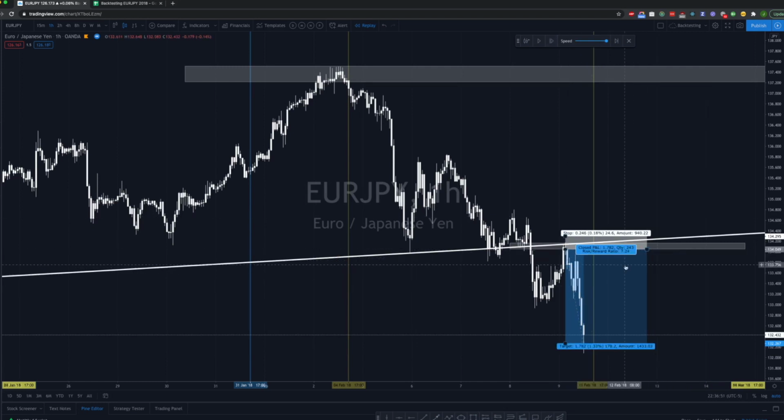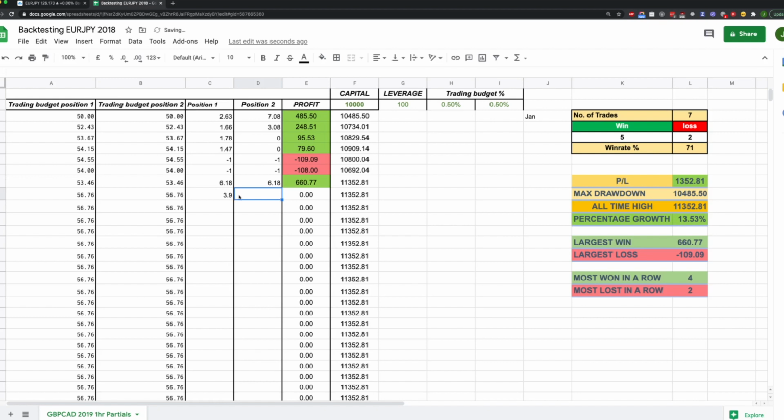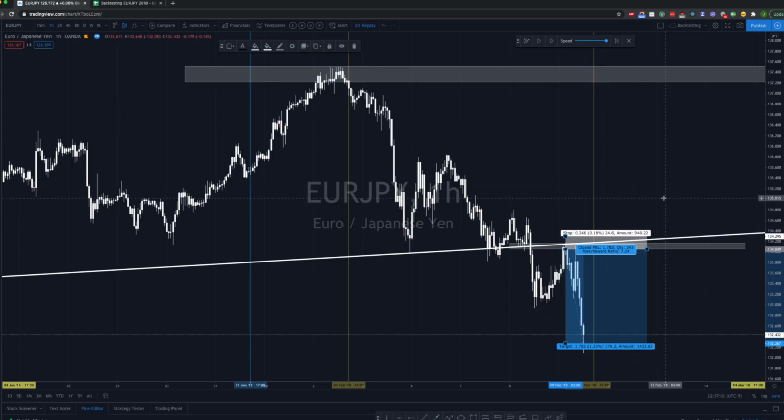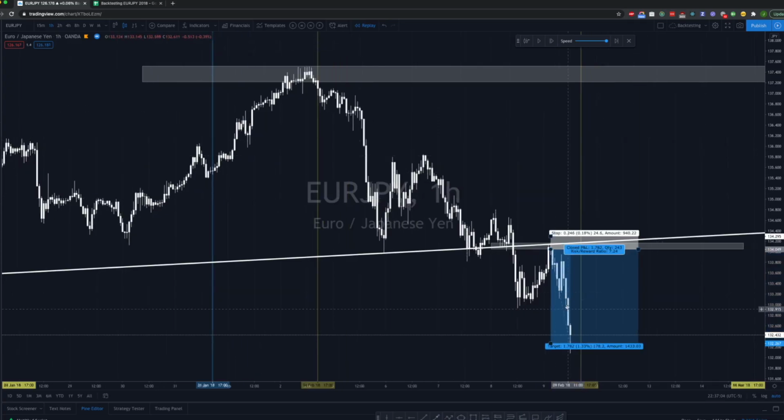Sweet. Targets hit. Full TP of 7.24. Nice. That was a nice trade. 7.24. Sweet. So yeah, that was pretty good. I like those type of setups.